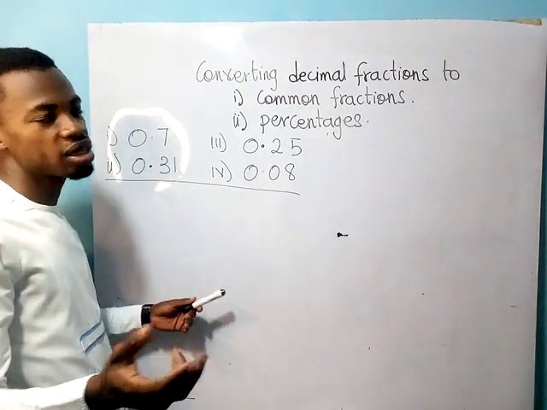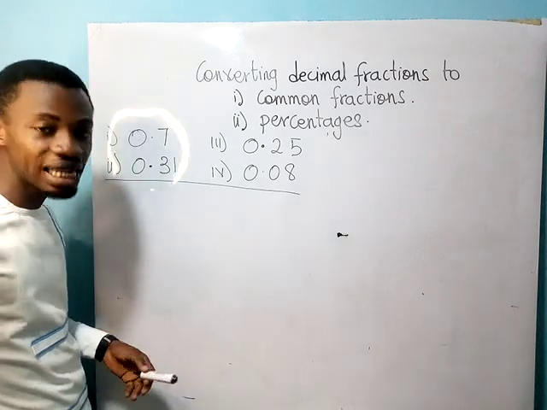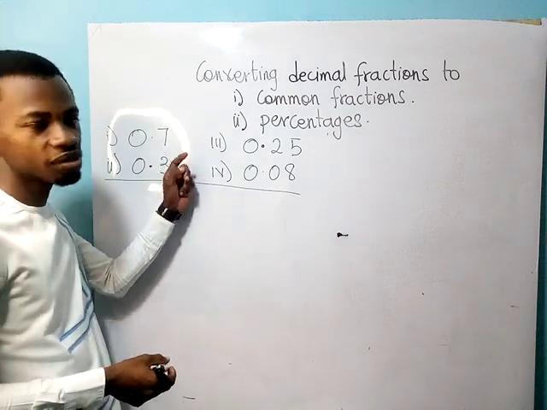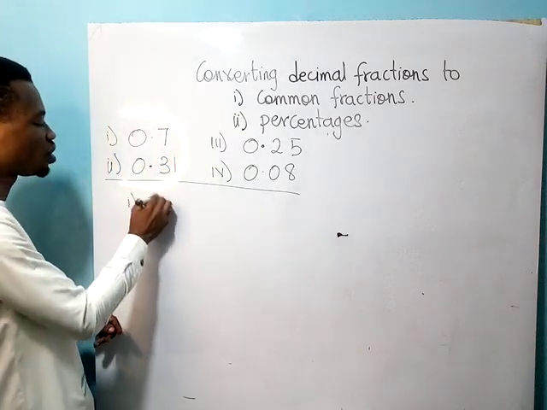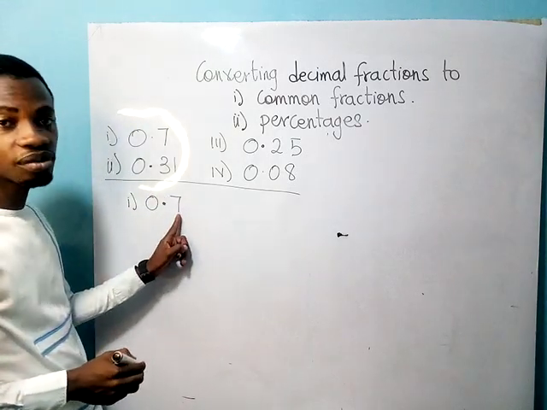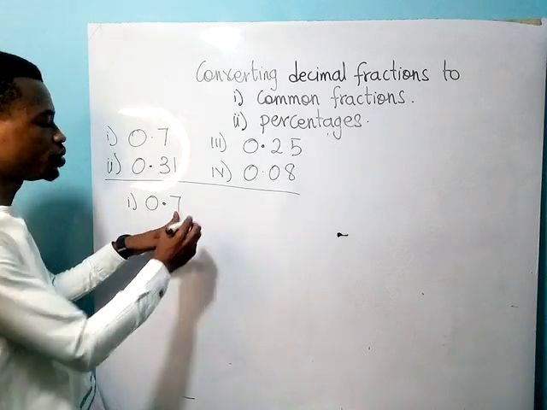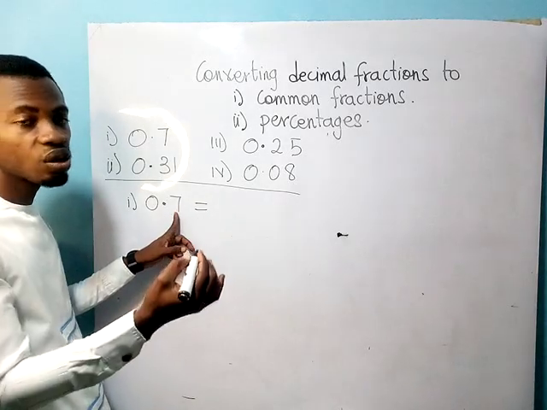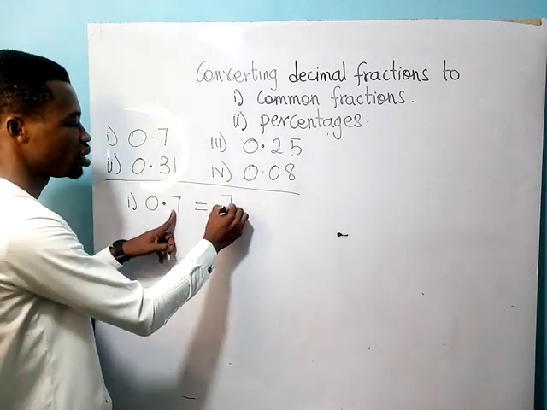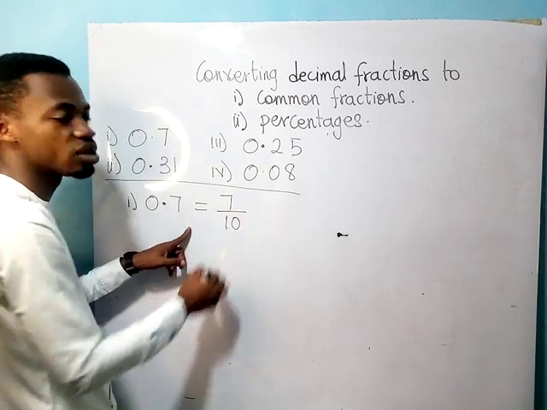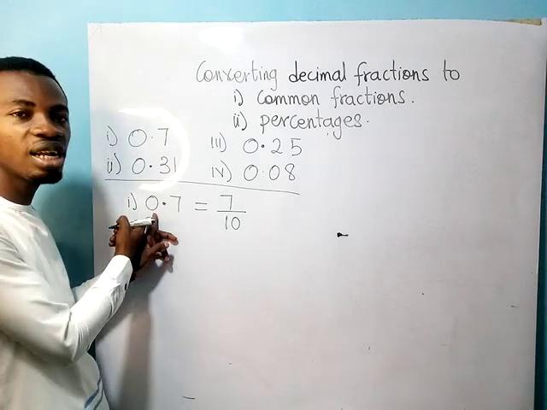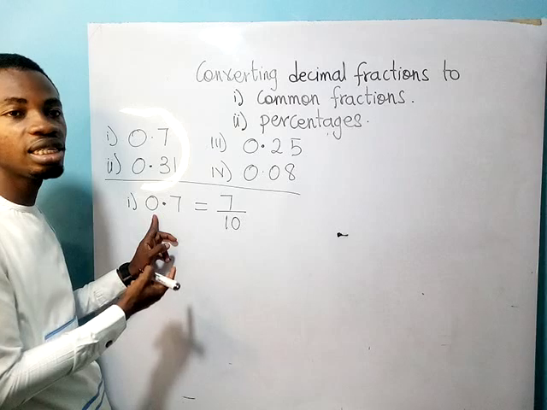Now, with common fractions, what we need to do is identify the place value of the last digit of the decimal fraction. So let's take our first example, 0.7. The last digit is 7, and its place value is tenth, and tenth means divided by 10. So 0.7 will be 7 on 10. Somebody may ask, where is the 0? We ignore the 0. But if it was a value other than 0, we would have maintained that value.